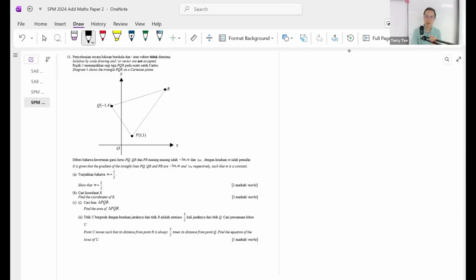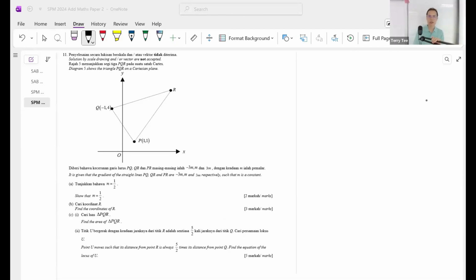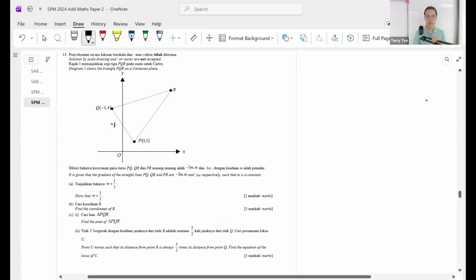Let's look at question 11. Everybody, this is from coordinate geometry. I hope you can see, a bit small here, but I need more writing space. The diagram shows triangle PQR on a Cartesian plane. You're given the gradient of this line PQ is -3m, QR is m, PR is 3m. Show that m is 1/2.